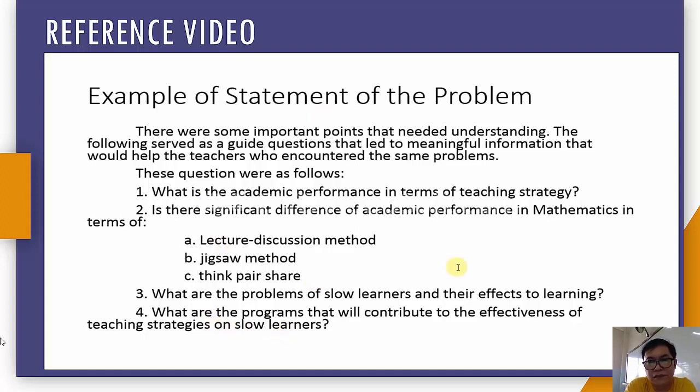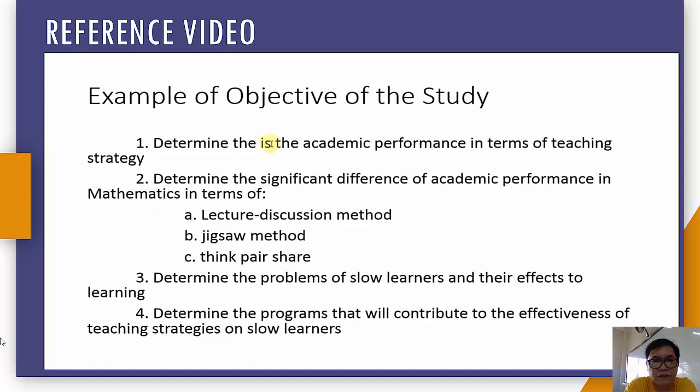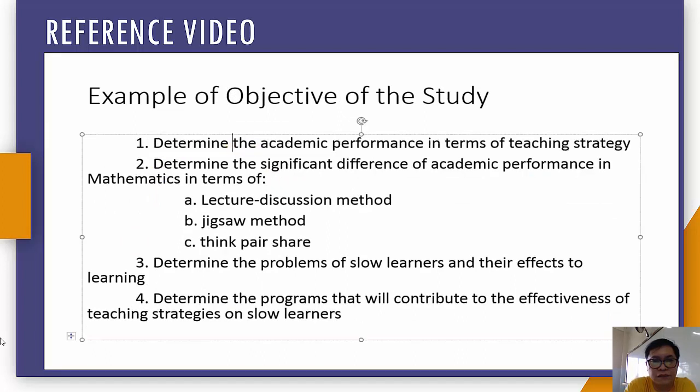So ito yung statement of the problem. First is in general statement, followed by the question form, specific problem in question form. Then ito, kasi maganda ito, kasi galing dito sa statement of the problem pwede kayo makabuo ng objective. Kasunod yung statement of the problem is objective. So, for example, what is the academic performance in terms of teaching strategy? So, ang magiging objective nito ay ito: determine the academic performance in terms of teaching strategy.